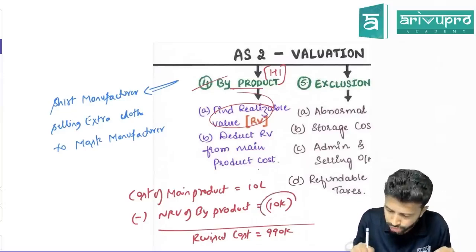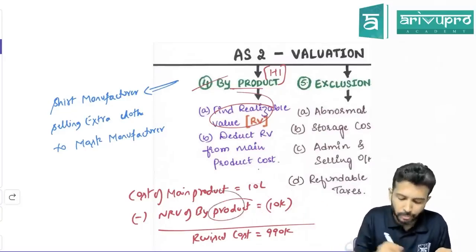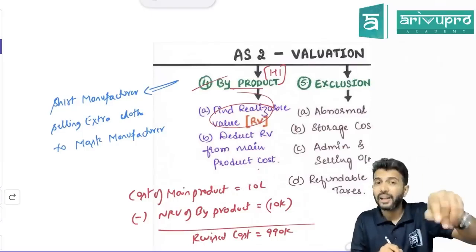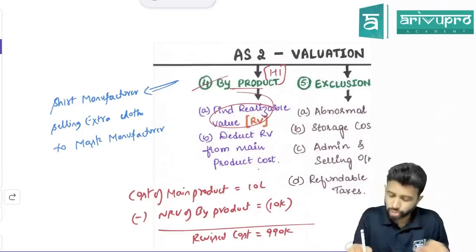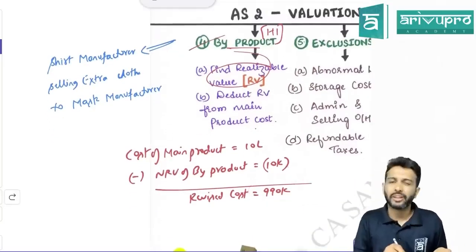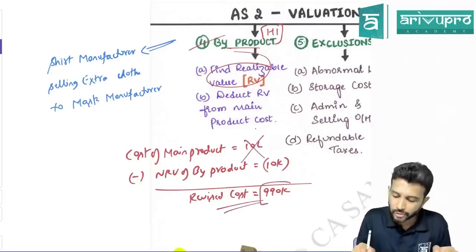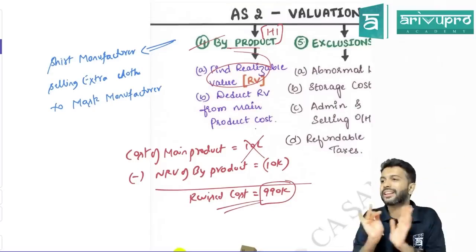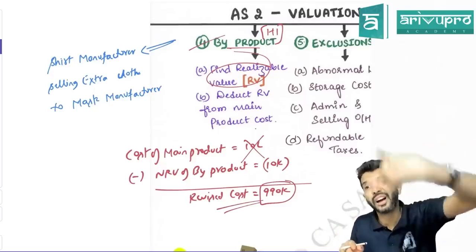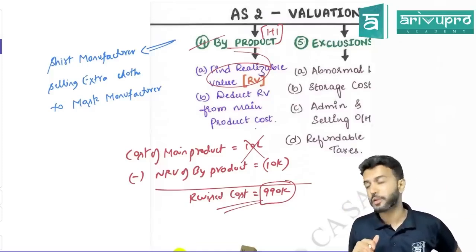So you don't show this byproduct as a separate thing. Reduce the net realizable value of the byproduct from the cost of the main product itself. How much is the cost of the main product? 10 lakh. What is the value of this byproduct? 10,000. So reduce this 10,000 from the cost of the main product. How much did it become? 9,90,000. So you value the main product, and the cost will not be treated as 10 lakh. Henceforth, it will become 9,90,000. So for the byproduct, there is no separate valuation. It is reduced from the cost of the main product. That's all.